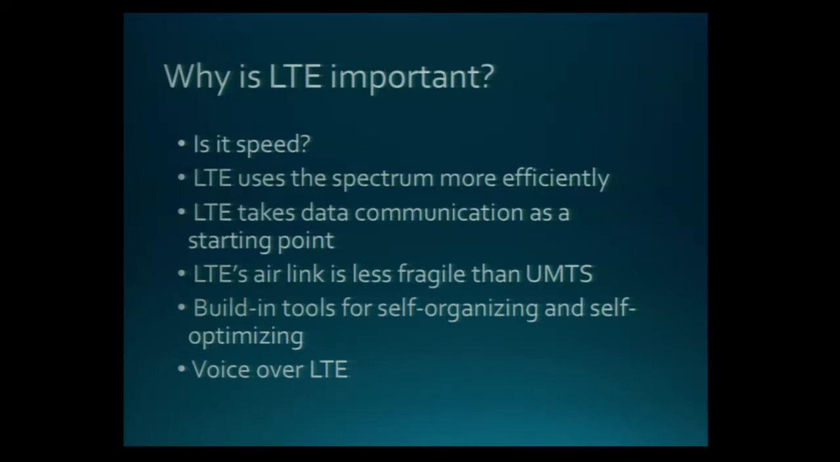It takes data communication as a starting point. In contrast to 3G, which, if you look at the architecture, is a voice network where you can do data, LTE is a data network where you can do voice. The link is far more robust, so if you walk to the border of the cell site, you keep your connection with LTE, whereas with 3G, people close to the antenna have to shut down the power in order to favor those that are close to the boundaries.